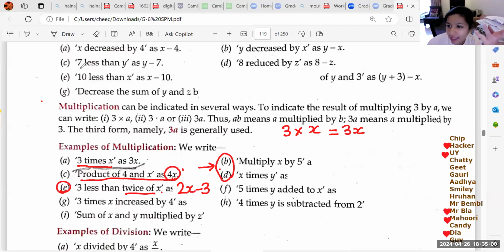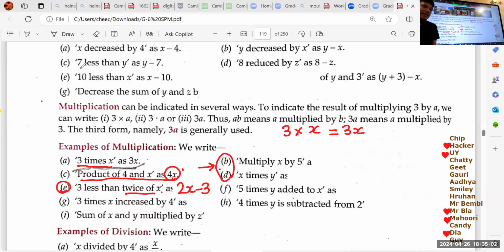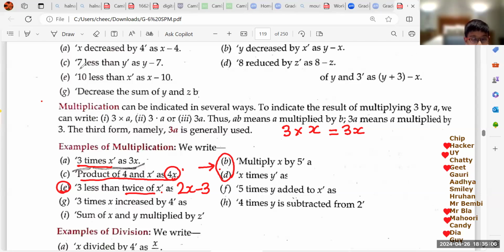Should we write yx or xy? Anything is correct.